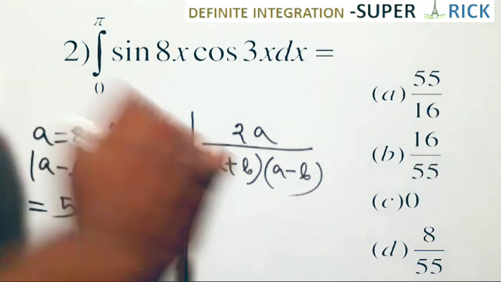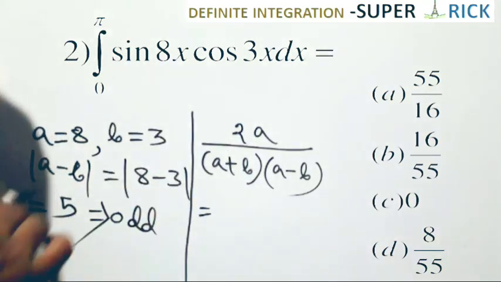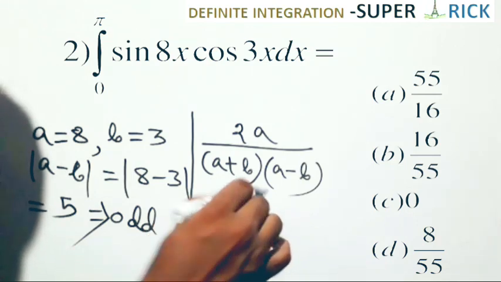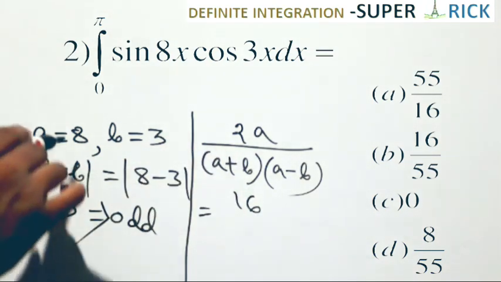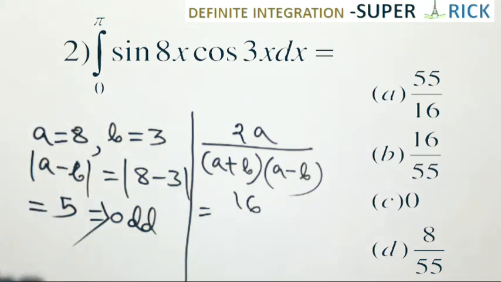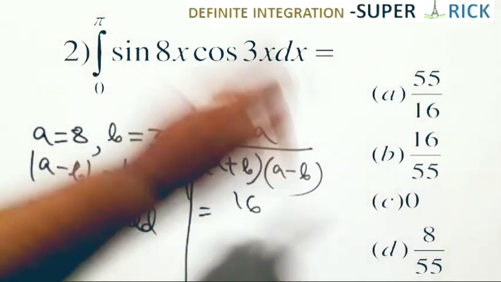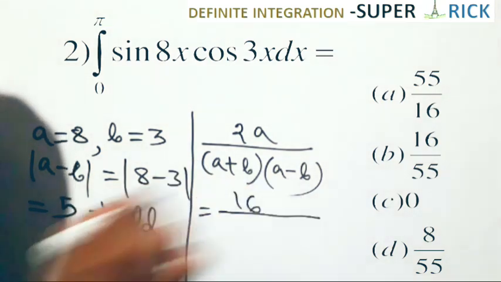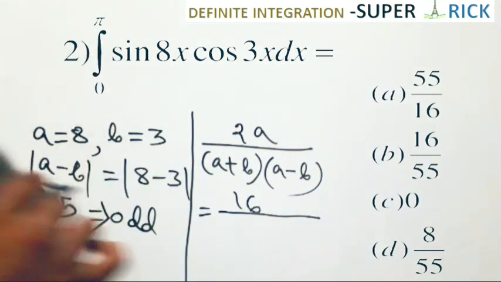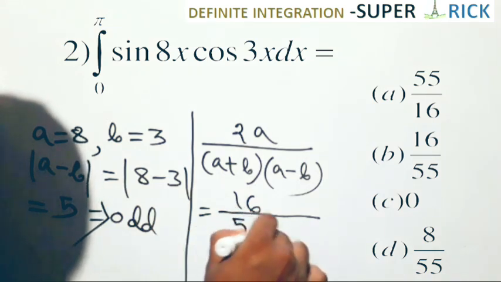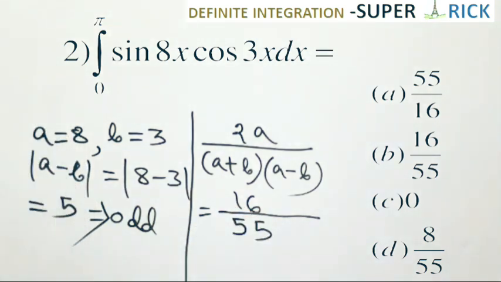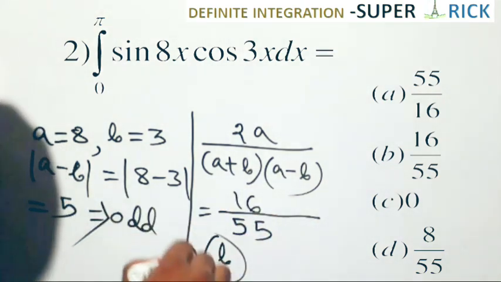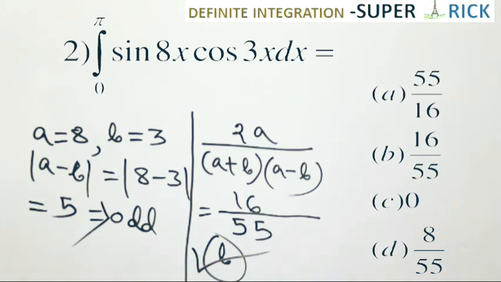Now put the values of a and b. The value of a is 8, so 2 into 8, that means 16, divided by a plus b. A plus b means 8 plus 3, that means 11, into a minus b. A minus b means 8 minus 3, that means 5. So 11 into 5, that means 55. So the answer will be option B. Yes, option B is the correct answer.